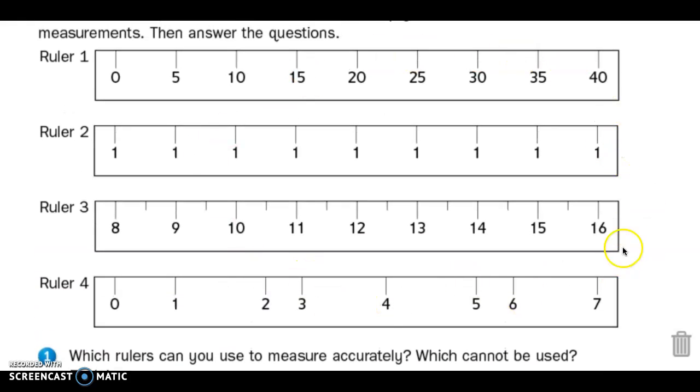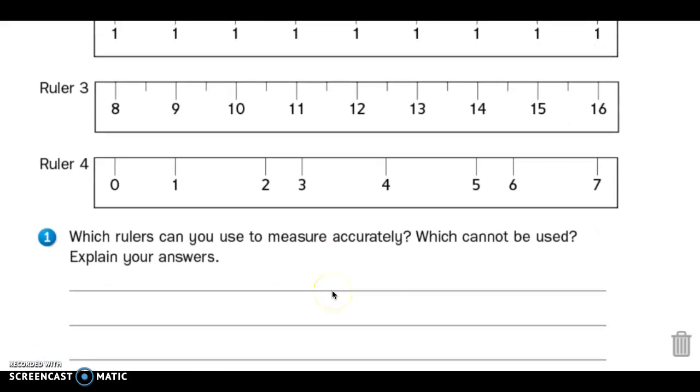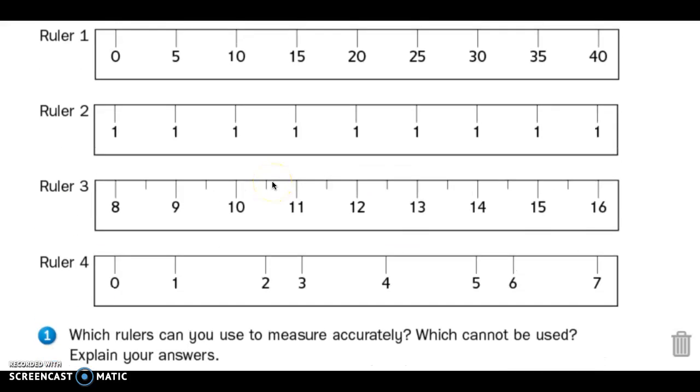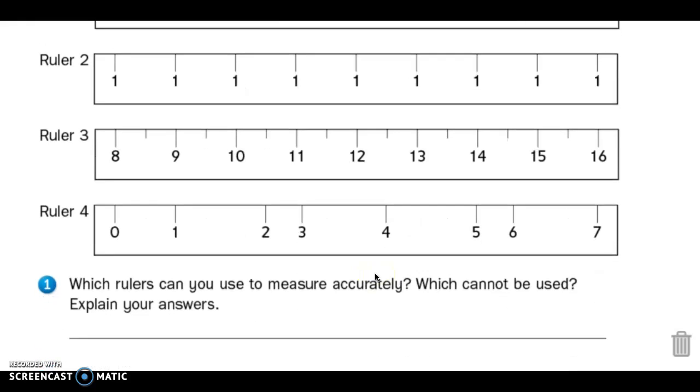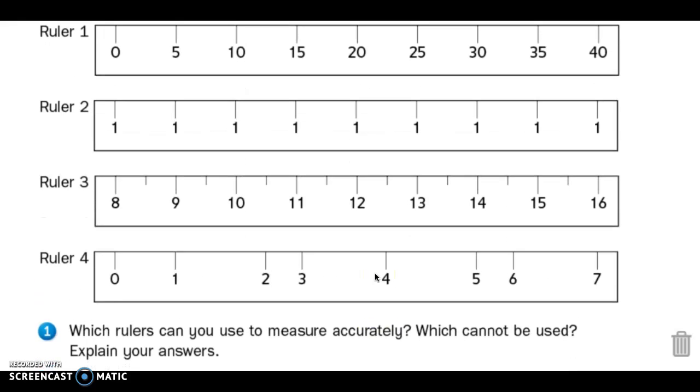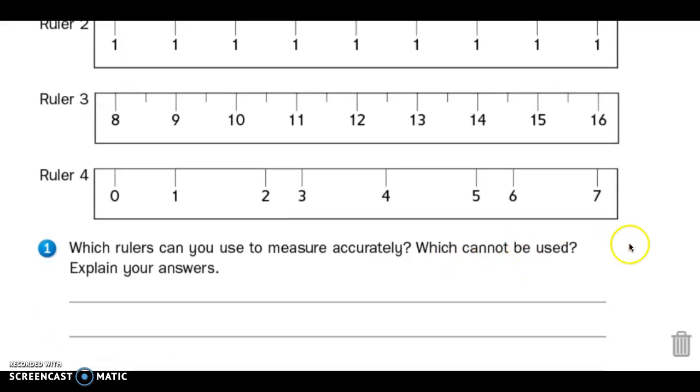So which ones could I use to accurately measure some things? Remember, to accurately measure, we have the same distance apart from all of our lines. Which one does not have the same distance apart? So write which ones we could use accurately. So you could accurately measure with ruler what? Ruler 1, ruler 2, ruler 3, ruler 4, all of them, only one of them. Tell me which ones. And which one can't be used?